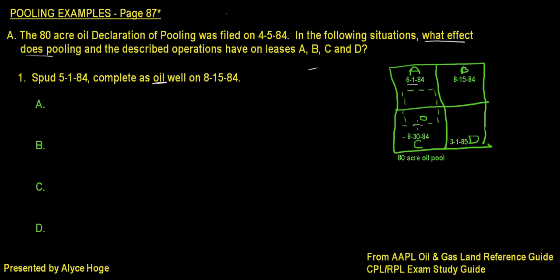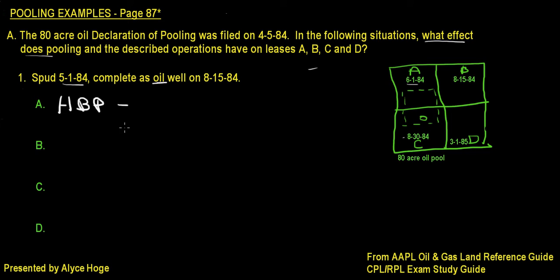Well, since at least part of lease A is pooled with lease C, and the well was drilled on lease C, because it's pooled, that well is going to hold all the acreage and all the royalty owners on lease A and lease C. Because it was spud on 5/1/84, and lease A doesn't expire until June 1st, 84, and lease C doesn't expire until August 30th, 84, lease A is going to be held by production because it was pooled with the interest on lease C.